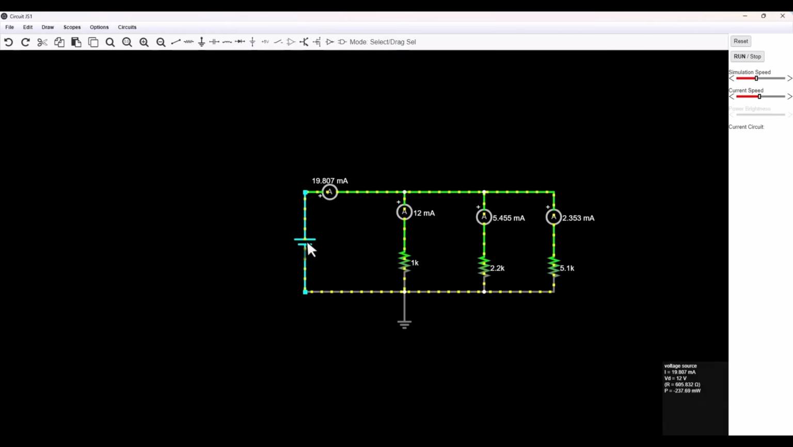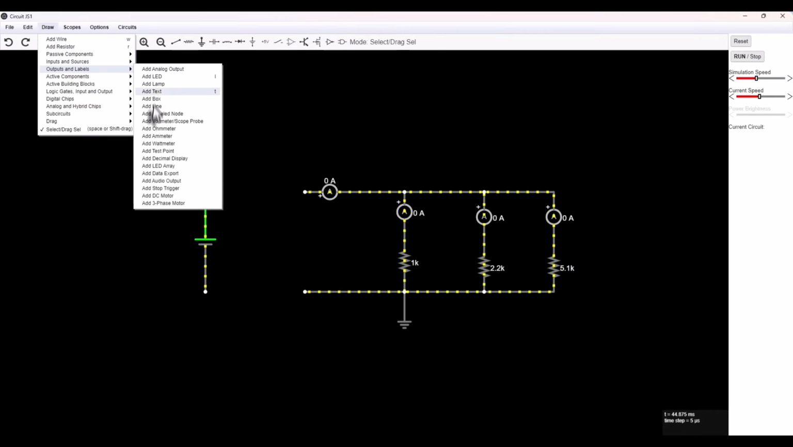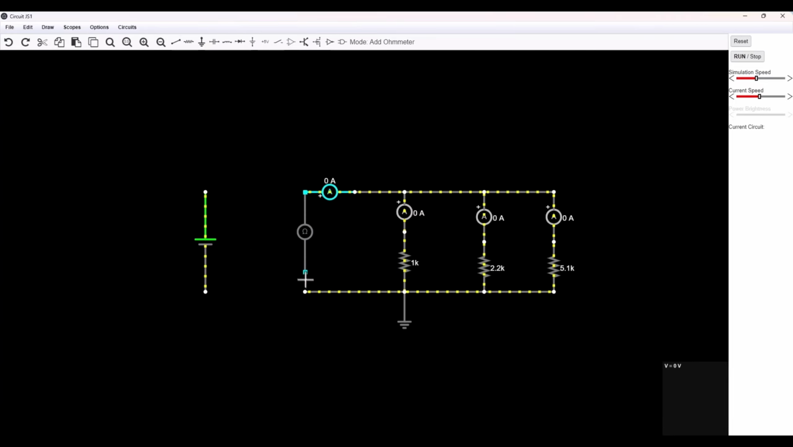Another thing the question asks for, I need the total resistance. Get rid of that. Draw output using the ohm meter, connect it like this. Forget about all of the readings. So we do have 605 ohm, that is completely right.